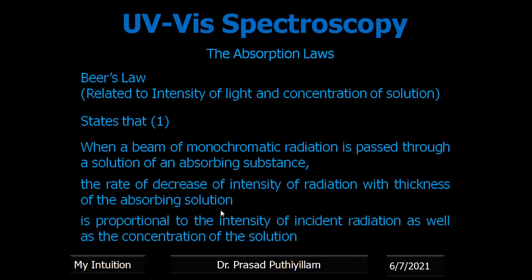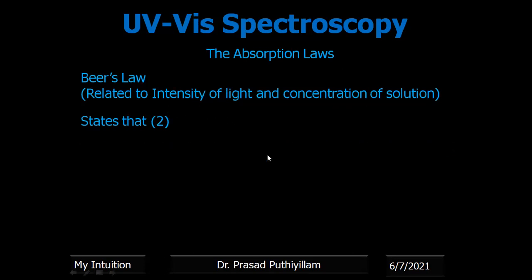Then it will be proportional to the rate of decrement of intensity of radiation with thickness of the absorbing solution. It is proportional to the intensity of incident radiation as well as the concentration of the solution. That means we are connecting intensity of light and concentration. As the concentration increases, the intensity of transmitted light is getting decreased. Or I can say that as concentration increases, more and more photons will be absorbed.